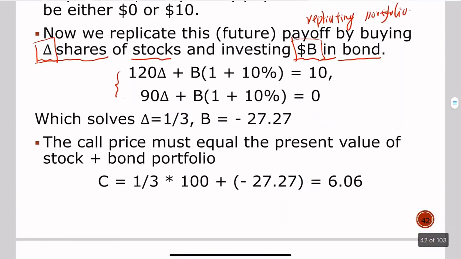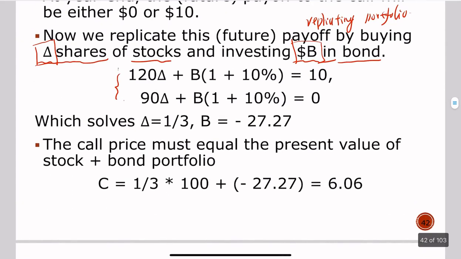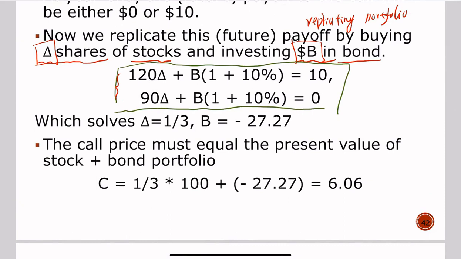So here, this is the joint equation to solve delta and B. And you could solve delta equals 1 over 3 and B equals minus 27.27.